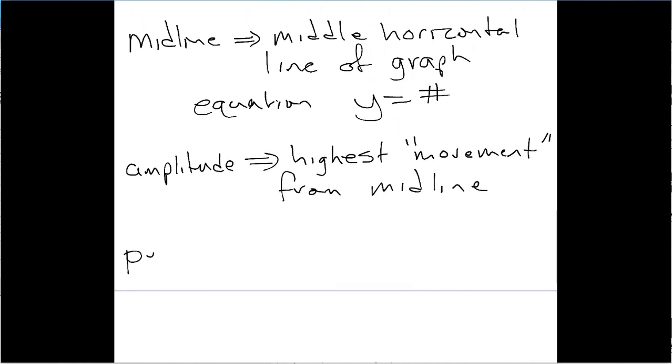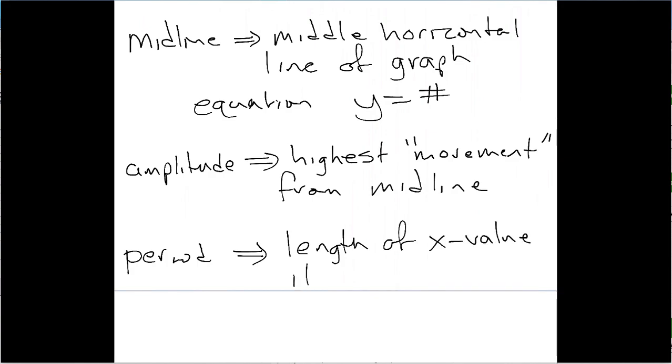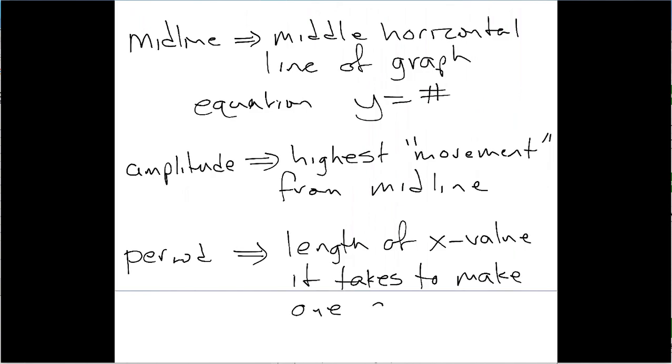The period is the length of x values it takes to make one cycle. Hopefully that helps. I'll come back and do a couple of examples.